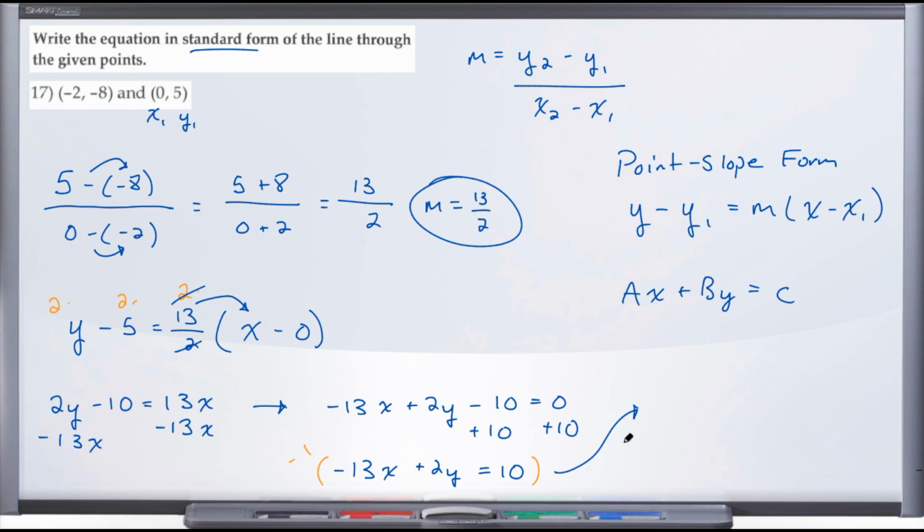And by doing that, it simply changes the sign of everything here in my equation. So it doesn't really change the numbers, just the sign. If it was negative, it's now positive. If it was positive, it's now negative. So we're going to have now 13x, positive 2y becomes minus 2y, and a positive 10 becomes a negative 10. And now we've successfully written this equation in standard form of the line that goes through these two points, negative 2 comma negative 8 and 0 comma 5.